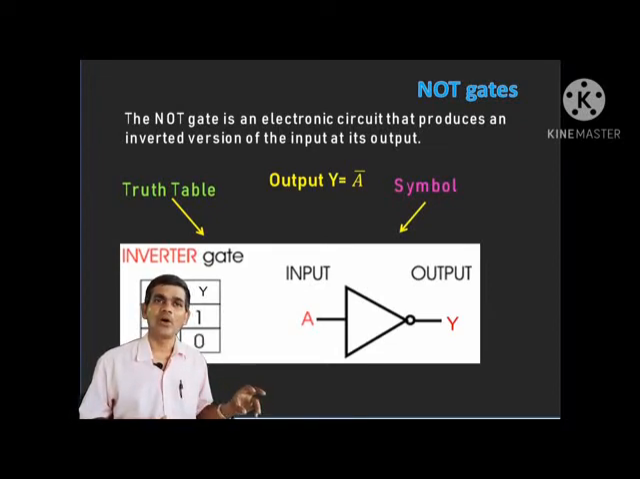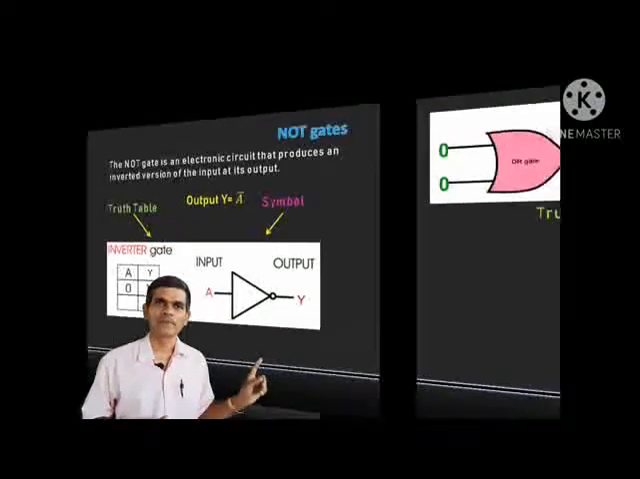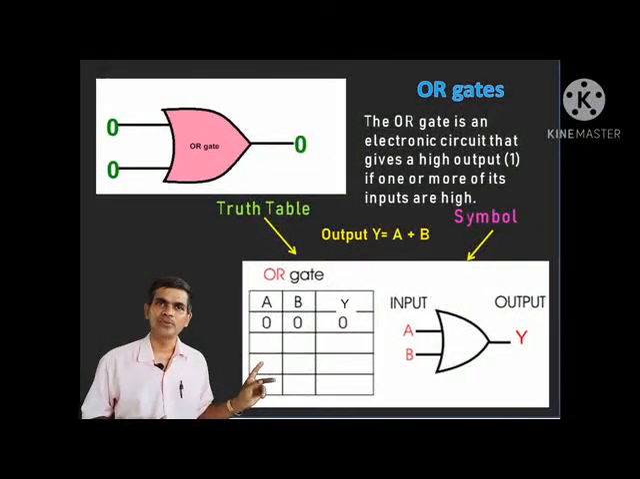Another is the OR gate. You can observe the circuit symbol of the OR gate, which has 2 inputs and 1 output. The OR gate is an electrical circuit whose output is high when one or more of its inputs is high. High means 1. We get output 1 if either one of the inputs is 1 or both inputs are 1.